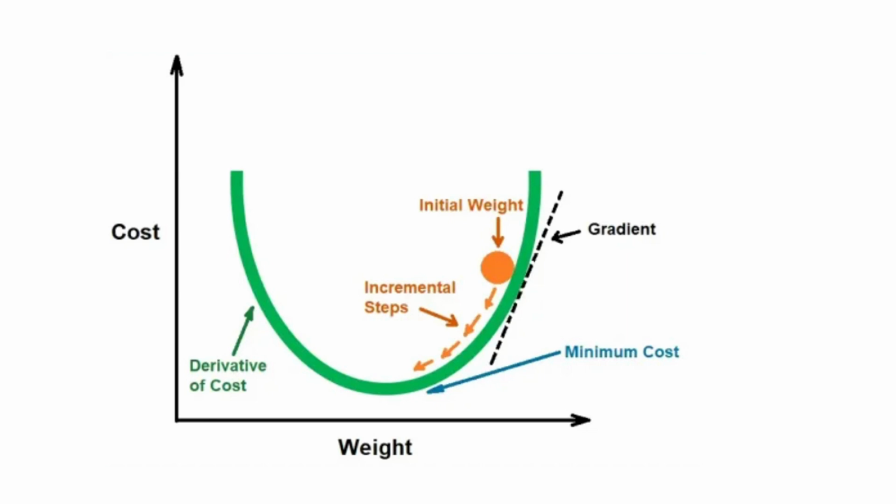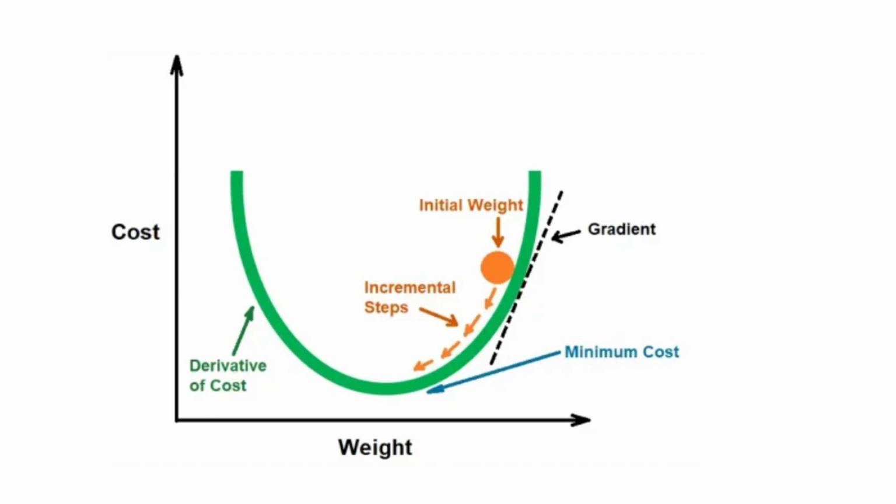So this is the diagram for gradient-based learning. You can see that on the x-axis we take the weights and on the y-axis we take the cost. What can you observe here? The gradient is there, the initial weight and the incremental steps. Incremental steps means slowly we are increasing or decreasing the weight values. Then the derivative of the cost: how its value will vary. If you see the diagram, you can see the minimum cost. At any cost, you have to get to the minimum cost.